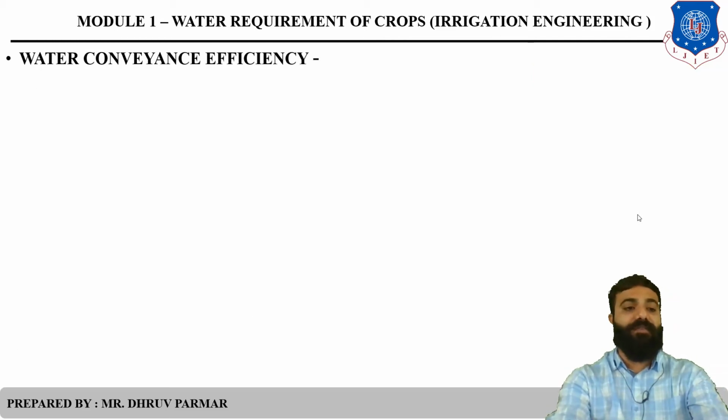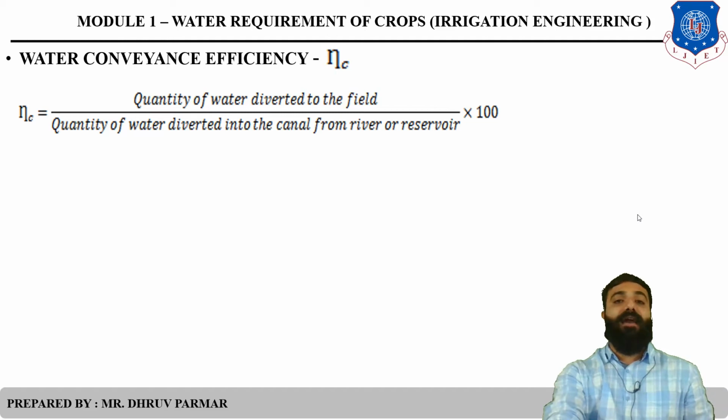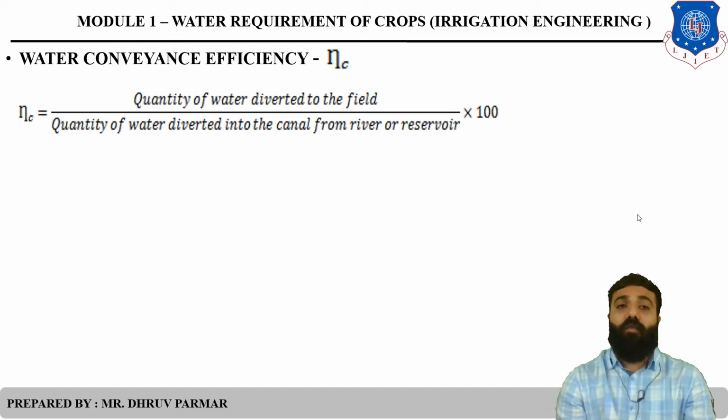So first one, water conveyance efficiency. What is water conveyance efficiency? That is denoted by eta C. So what is eta C? That is equal to the quantity of water diverted to the field divided by the quantity of water diverted into the canal from river or reservoir, multiplied by 100. If we have these two values, we can easily find out water conveyance efficiency. Otherwise, the definition is: the ratio of the quantity of water diverted to the field to the quantity of water diverted into the canal from the reservoir or river.